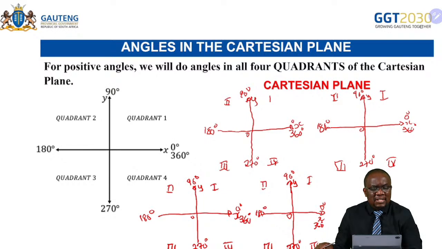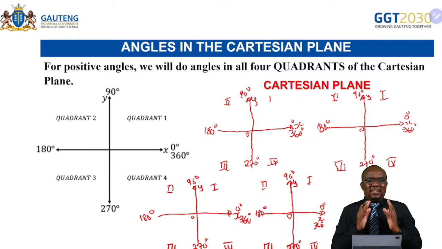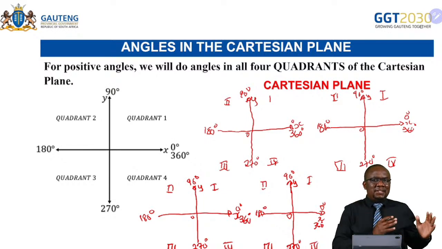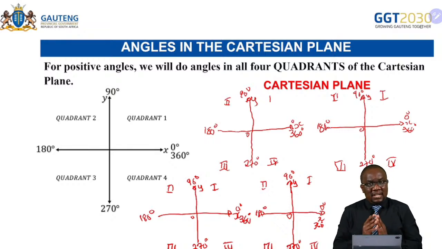Are we done with our diagrams? Now let's look at our angles now in the different quadrants, okay? If I say diagram 1, you're drawing on diagram 1. If I say diagram 2, you're drawing on diagram 2. Diagram 3, diagram 4, like that, okay? Let's start.